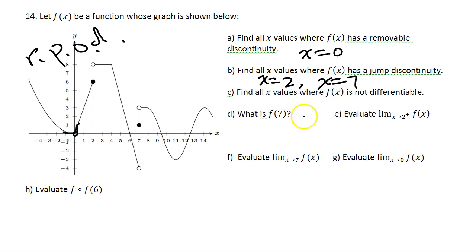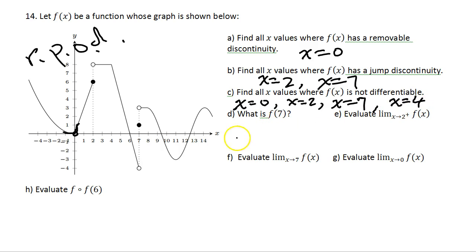Find all x values where f of x is not differentiable. Well, any point that's not continuous, it's not differentiable. So anything that you wrote down as discontinuity should be included in here. In addition to that, any kind of corners that are present in the graph are points where it's not differentiable. So for example, right here, that's a sudden change in the slope, right? So this point will be a point where it's not differentiable. So we have to include that, which is x equals 4.